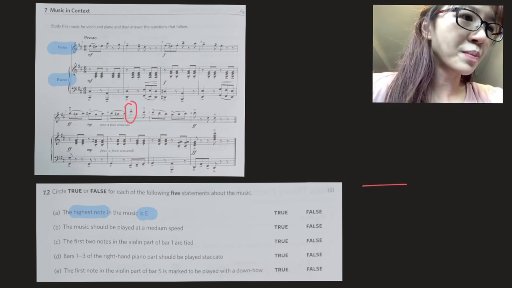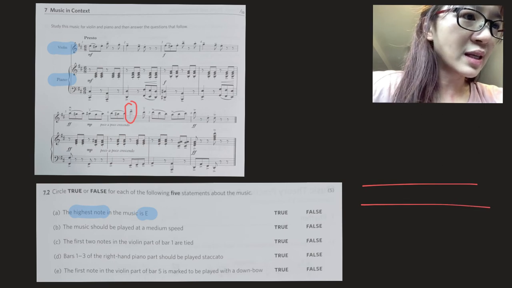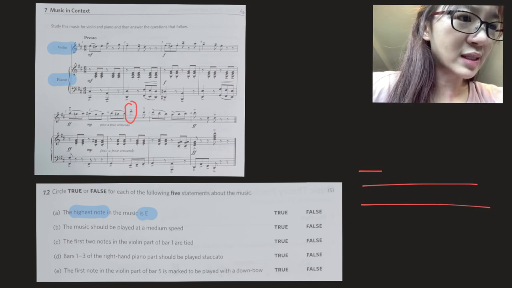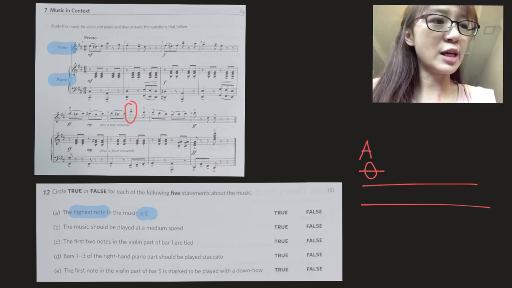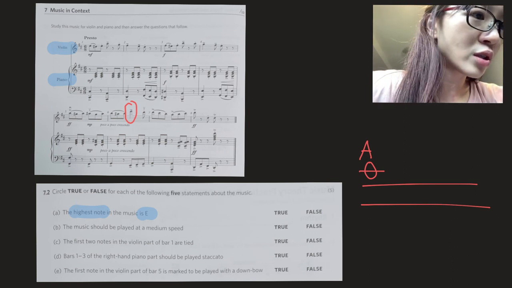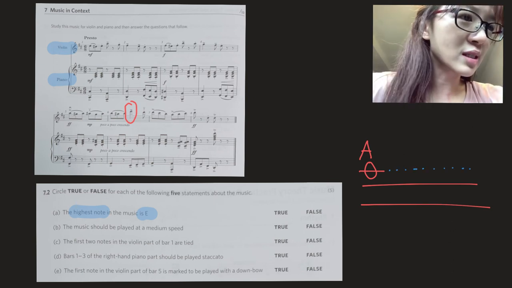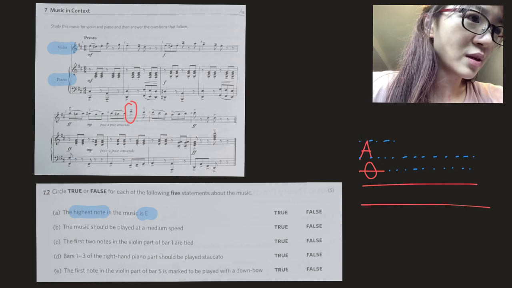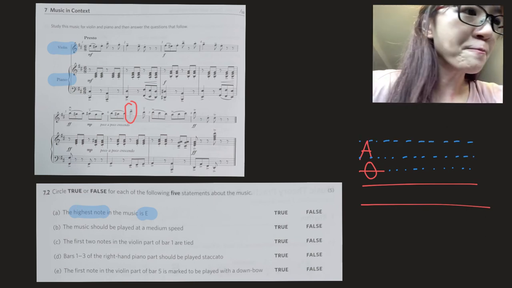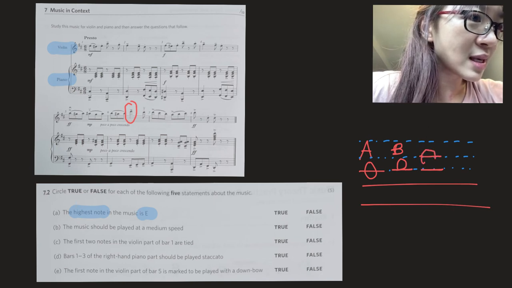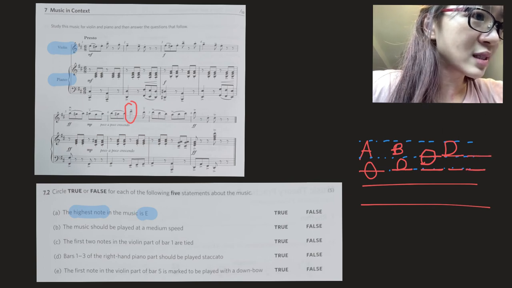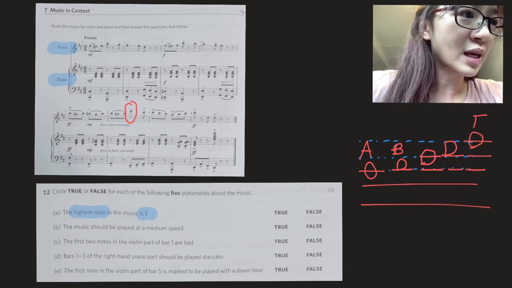So we know in our treble clef, the highest here is the A note. Yes, this is A. So how do we know how to read this ledger line? You need to have the knowledge. Imagine there are some extra dotted lines here. So we know we have the A, we step up to the B. Two lines, C. Two lines, D. Three lines, E. And this is E.